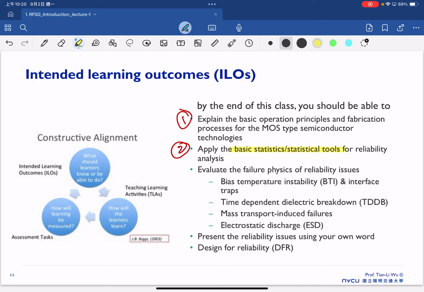That's an important part. This is the content you will learn only in this class. In other classes, you have already learned, for example, semiconductor physics, semiconductor devices, semiconductor processes, whatever. But when we need to do the reliability analysis, we also need some mathematical tools. And in these mathematical tools, the most important part is statistics.